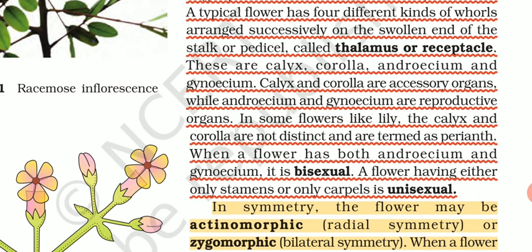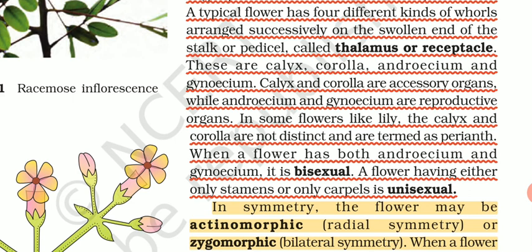Sepals are also known as calyx, C-A-L-Y-X, and petals are also known as corolla. Stamen is also known as androecium, and the female part, that is pistil or carpel, is also known as gynoecium. You have to remember there are 4 successive whorls present in the flower. The outer one, sepal, is known as calyx, petal is known as corolla, then stamen is known as androecium, and pistil or carpel is known as gynoecium.